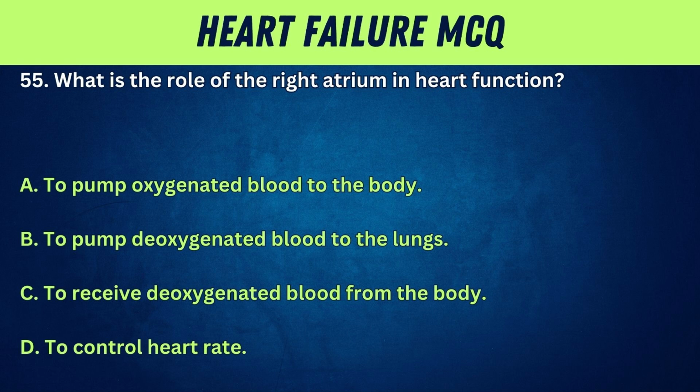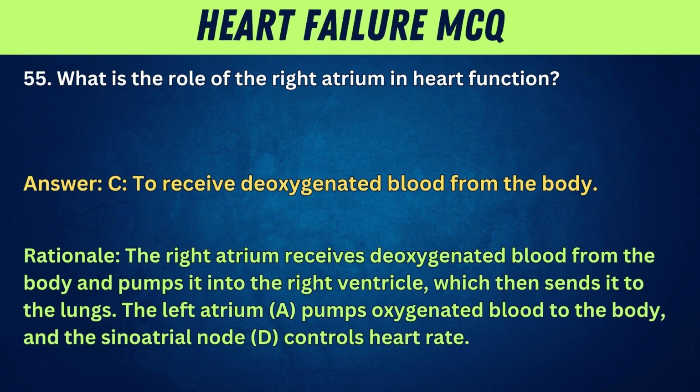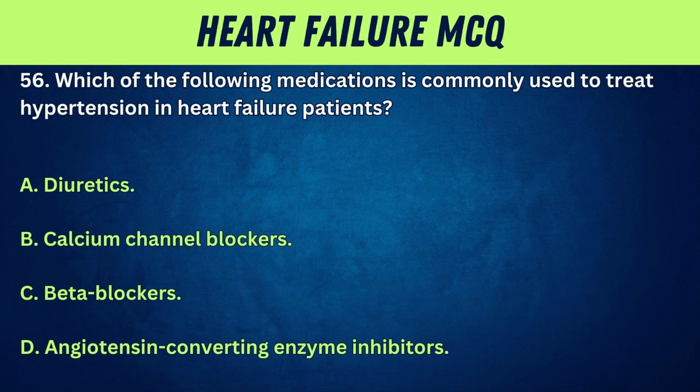55. What is the role of the right atrium in heart function? A. To pump oxygenated blood to the body. B. To pump deoxygenated blood to the lungs. C. To receive deoxygenated blood from the body. D. To control heart rate. Answer: C. To receive deoxygenated blood from the body. Rationale: the right atrium receives deoxygenated blood from the body and pumps it into the right ventricle, which then sends it to the lungs. The left atrium, A, pumps oxygenated blood to the body, and the sinoatrial node, D, controls heart rate.